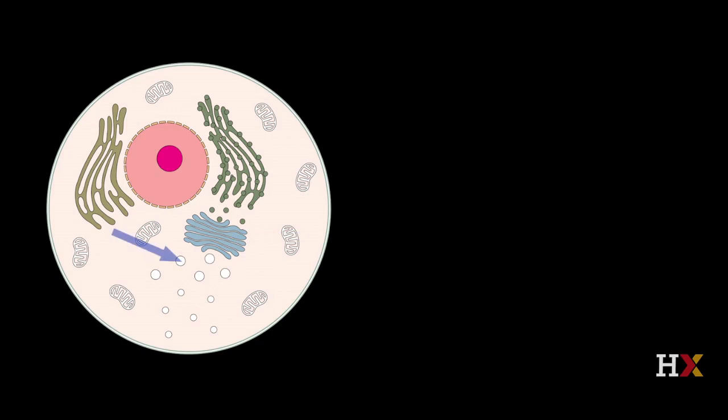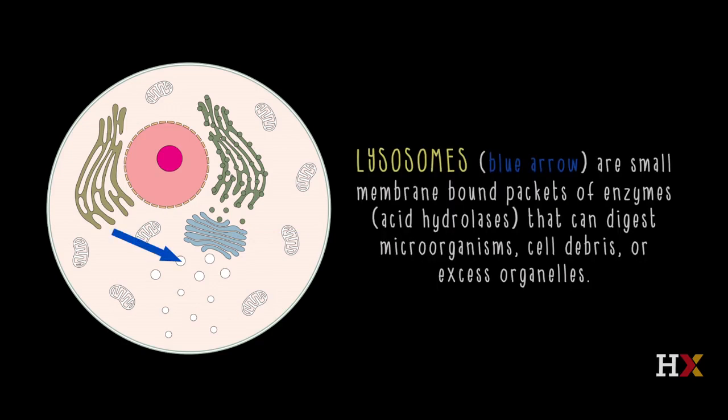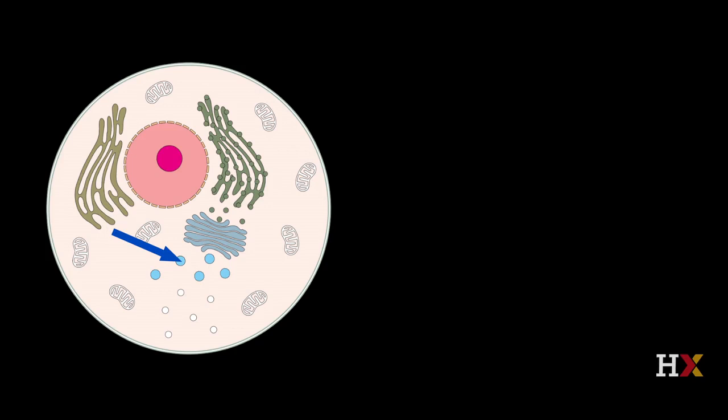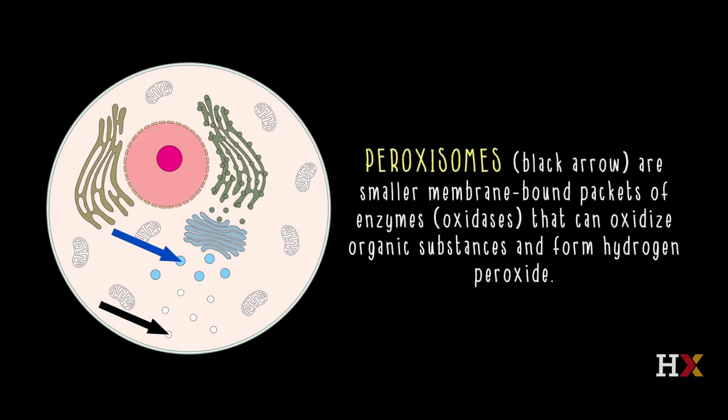Two types of vesicles commonly seen in cells are lysosomes, which are small membrane-bound packets of enzymes. These are actually acid hydrolases that will digest microorganisms, cell debris, and excess cell organelles. The other vesicles are peroxisomes. These are commonly seen. Peroxisomes are smaller membrane-bound packets of enzymes, this time oxidases, that can interact with organic substances and form hydrogen peroxide.